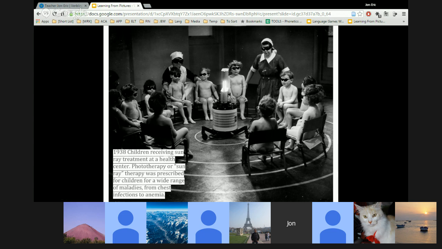You were exactly right. Basically, this was to give kids vitamin D, I guess, because they weren't getting it from the sunlight, and they thought they could correct all kinds of things. Because artificial light was still kind of new. We didn't really know what it could do. So there you go. 1938, children receiving phototherapy.